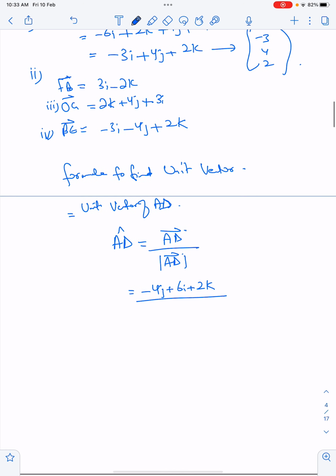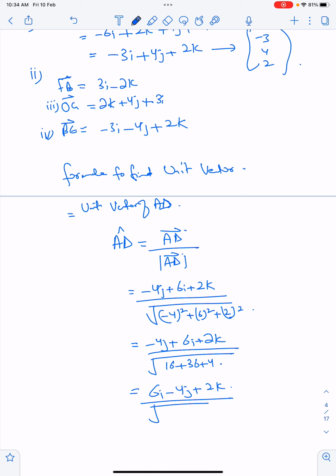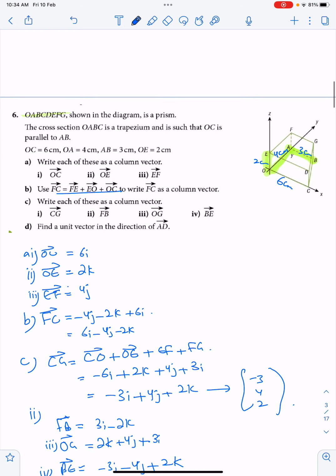Plus 2k. Okay, divided by the magnitude. Magnitude of AD is going to be, since AD is written on the top, I can find out the magnitude of this by squaring minus 4, squaring 6, and squaring 2. So minus 4j plus 6i plus 2k upon magnitude would be 16 plus 36 plus 4, which is 56. If I just write them in order on the top, 6i minus 4j plus 2k divided by the magnitude of this, so square root of 56, and this is going to give me the answer once I solve it. Okay, so we're done with this question.